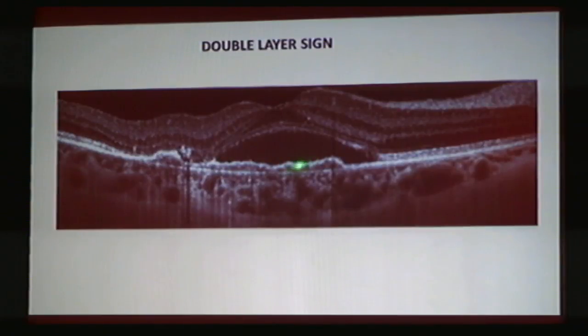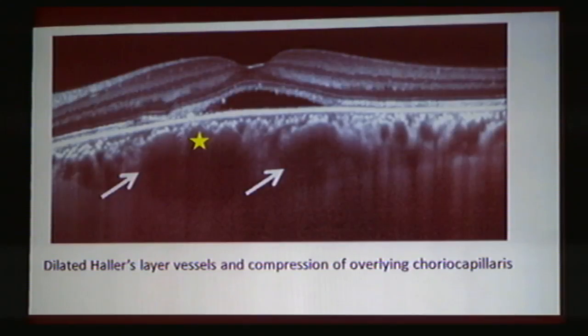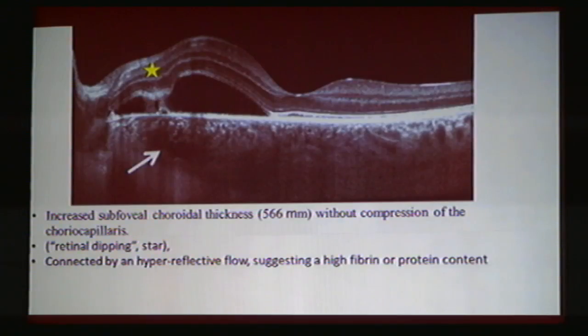Now again, the double layer sign, like what we're talking about, is also seen in central serous over here, these two layers under the subretinal fluid. So this picture is showing us dilated Haller's layer vessels on the outside, towards the sclera, and what you see here is compression of the choriocapillaris. So this compression is very important when you're looking at either PCV or CSR.